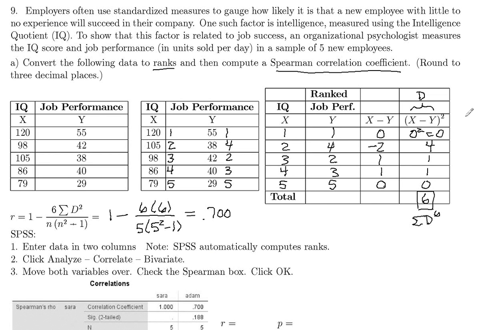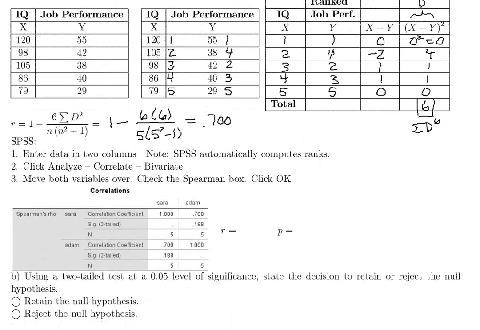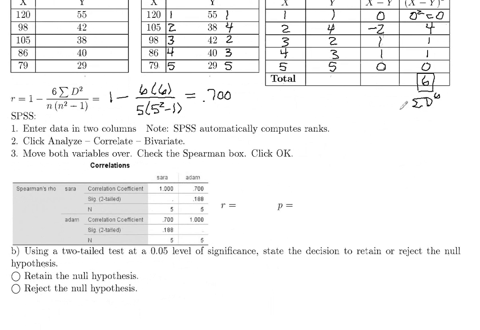Now let's go ahead and check it with SPSS. To do this, we'll enter the data in 2 columns. SPSS will automatically rank the data if they're not already ranks. Then you do analyze, correlate, bivariate, just like we did for earlier problems, except this time you make sure that you check the Spearman box. So let's go ahead and do that.